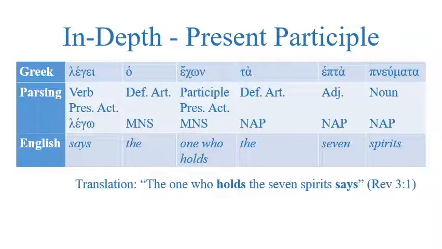This is followed by ta hepta pneumata, all of which are neuter, accusative, and plural, and they're the direct object of the holding. If we translate it, we can translate it as the one who holds the seven spirits says, and then something else follows in Revelation. But the important thing for us here is that says from lego is present tense. And so our present participle echon also happens in the present. The one who holds the seven spirits says.